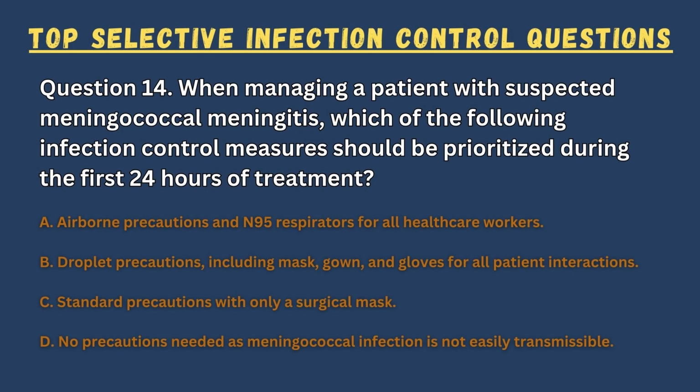Question 14. When managing a patient with suspected meningococcal meningitis, which of the following infection control measures should be prioritized during the first 24 hours of treatment? A. Airborne precautions and N95 respirators for all healthcare workers. B. Droplet precautions, including mask, gown, and gloves for all patient interactions. C. Standard precautions with only a surgical mask. D. No precautions needed as meningococcal infection is not easily transmissible.